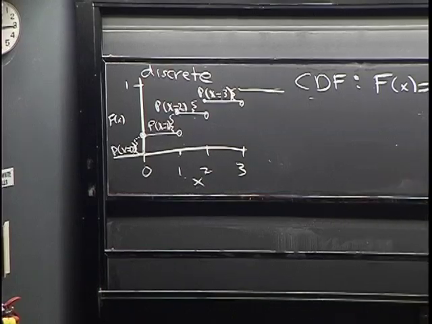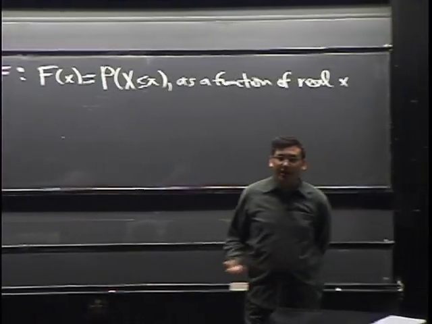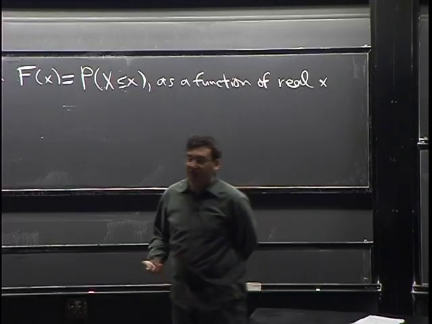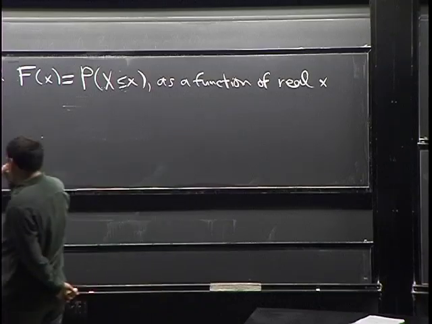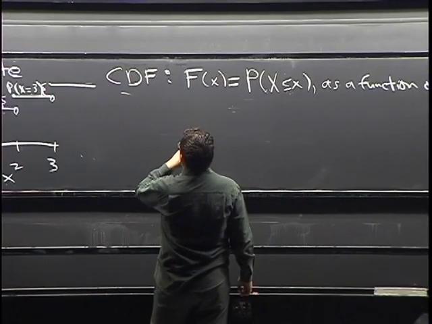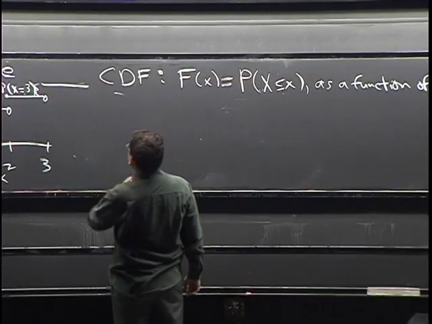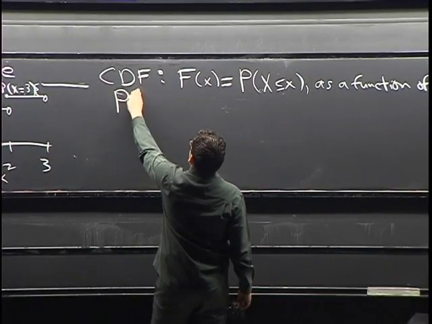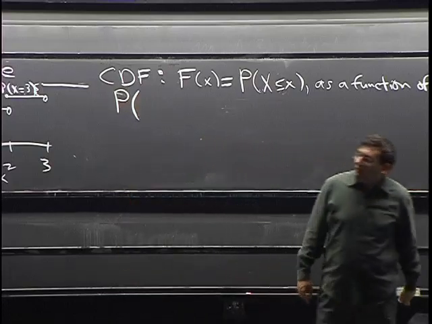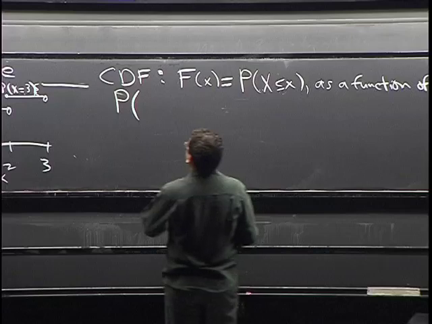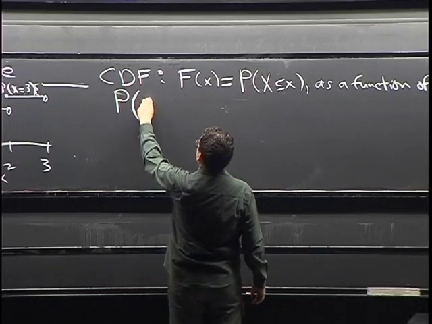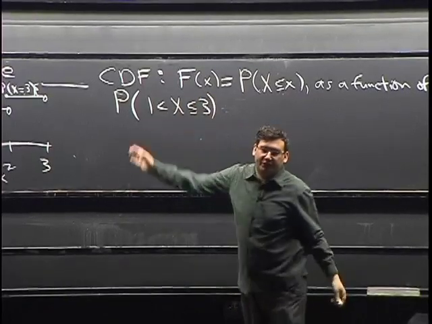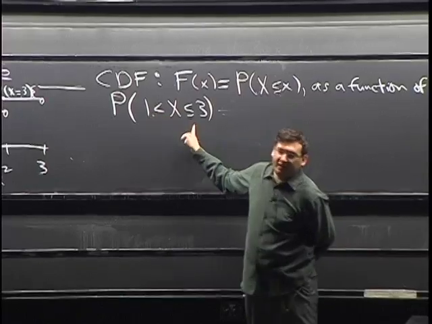Okay, so from the CDF, we could recover the PMF. From the PMF, we could recover the CDF just by summing things up. I'll talk a little bit more about that. But just for an example, suppose we want to know the probability that x is between 1 and 3. I just made up numbers just for example, but you can make this any a and b.